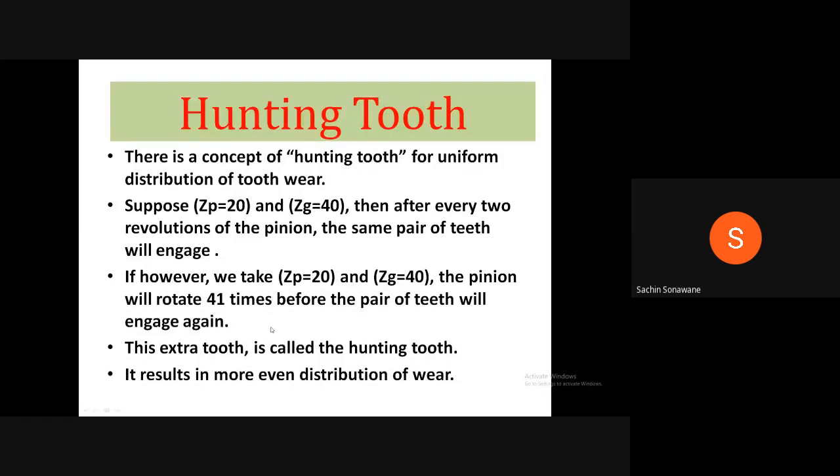Whatever same pair of teeth were coming in contact with each other every time, now we are prolonging that time to come in contact because of that additional or extra tooth. Therefore, this extra tooth is known as hunting tooth. Therefore, it results in more even distribution of wear. So this is nothing but hunting tooth.